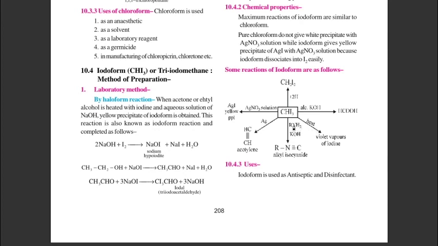When treated with primary amine in presence of potassium hydroxide, it undergoes the isocyanide test, and it also produces alkyl isocyanide. When heated with silver powder, it gives acetylene. When it is treated with silver nitrate, if it gives a yellow precipitate of silver iodide, that means iodoform is not in its pure form. So all the reactions are similar to reactions of chloroform.